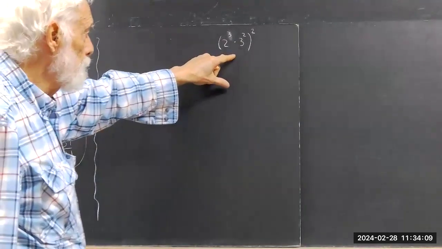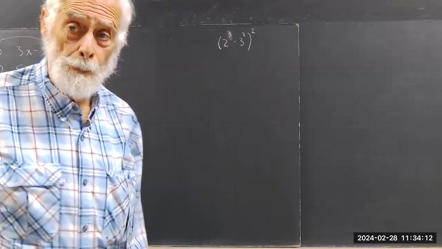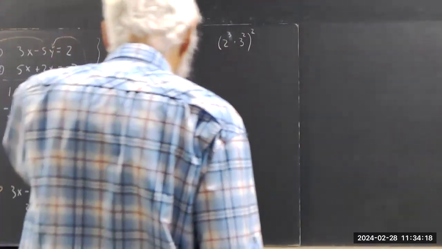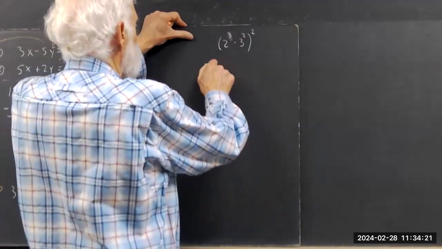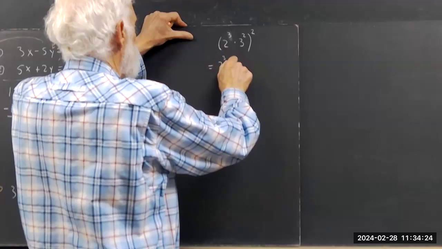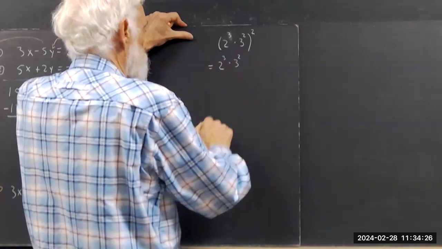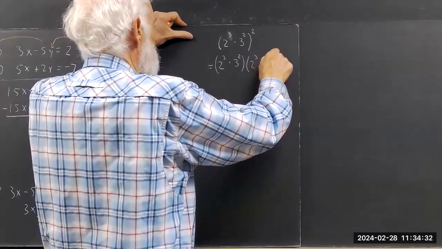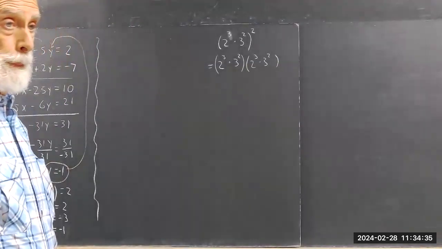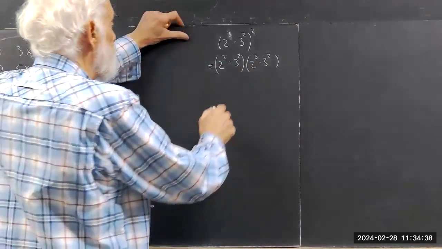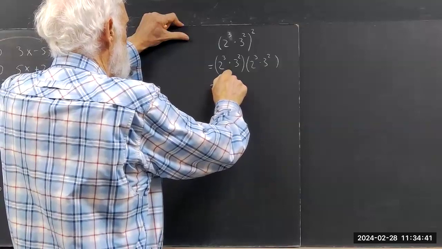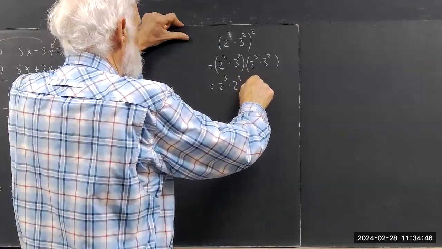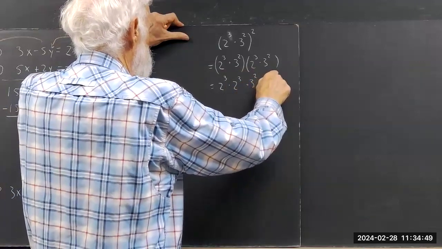What's 2 cubed times 3 squared, squared? Well, what this means is 2 cubed times 3 squared multiplied by 2 cubed times 3 squared. And of course, we can change the order of multiplication. That means 2 cubed times 2 cubed, and then we multiply that by 3 squared times 3 squared.